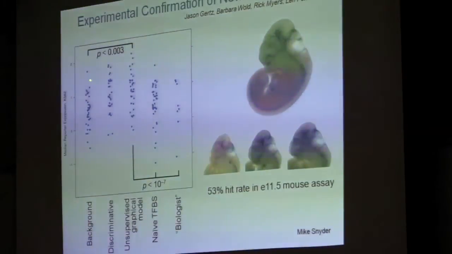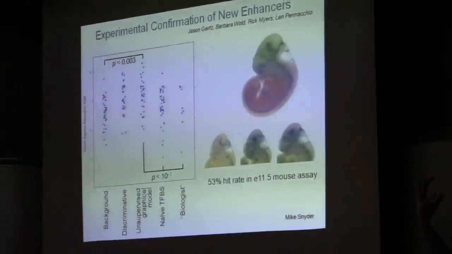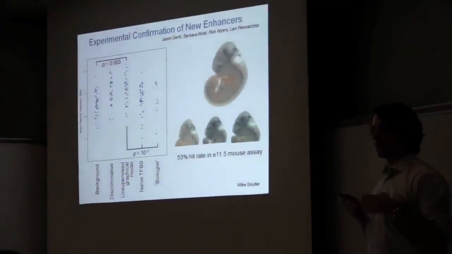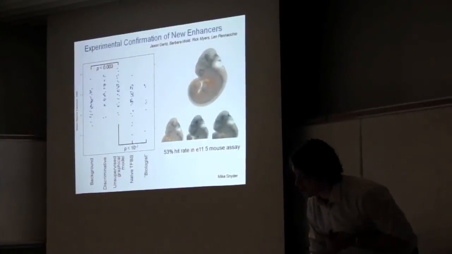There's definitely a difference with just random background, and a big difference between our method and either doing a prediction just based on transcription factor binding site predictions, or a scenario where we had expert biologists look at the data and pick what they thought were enhancers. So the machine learning technique was a lot better than our human gold standard at picking that sort of thing. That was kind of exciting to me.